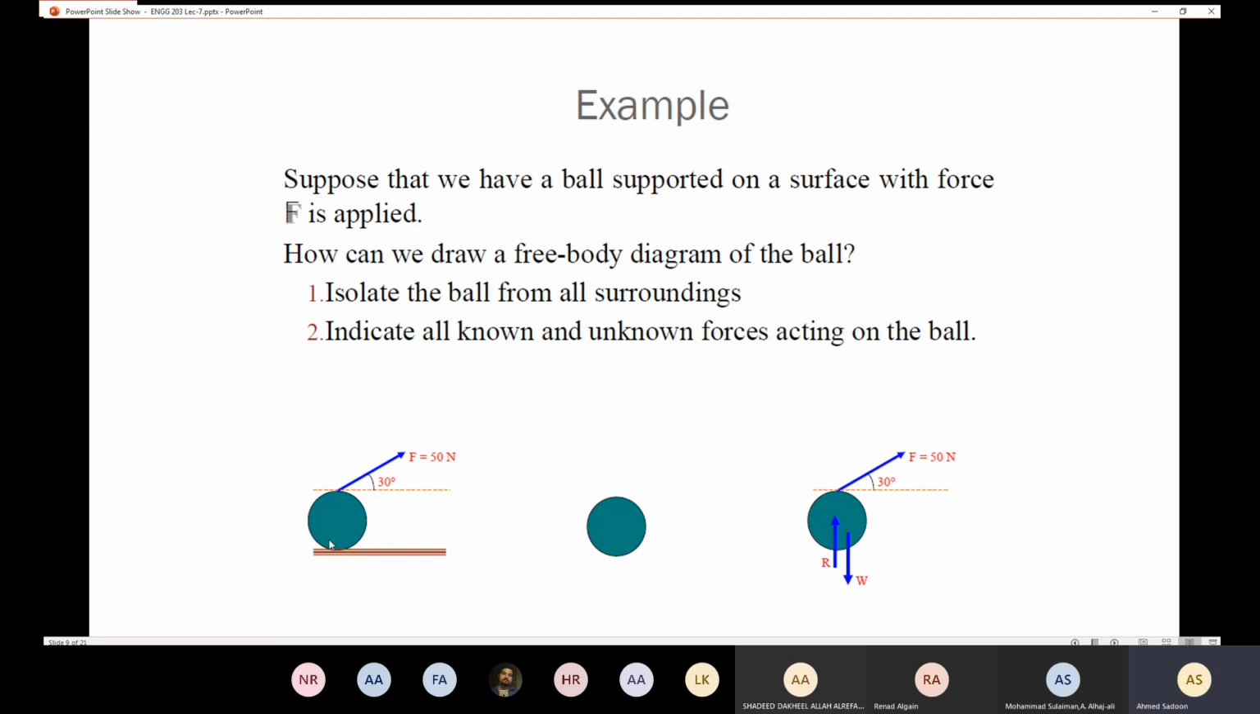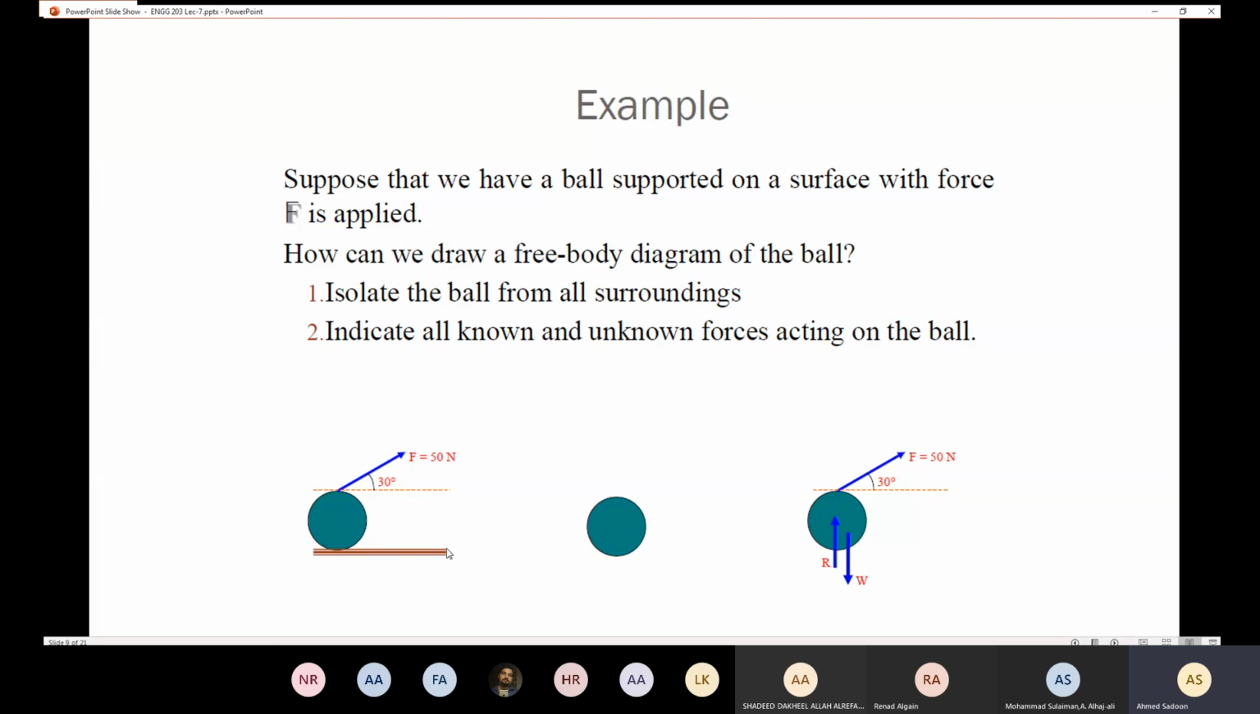Then, if I isolate this, that means the weight of the ball is going to act down. And the surface is going to give us a reaction. So I'm going to have W here, which could be known or unknown, and I have the reaction. And of course the reaction is going to be unknown. Maybe you need to know the reaction so that the surface here is going to hold the ball.